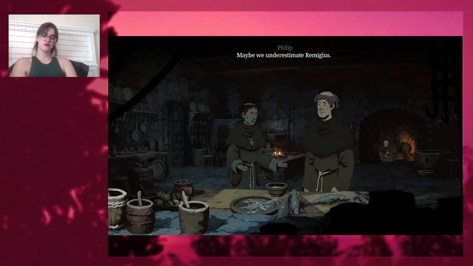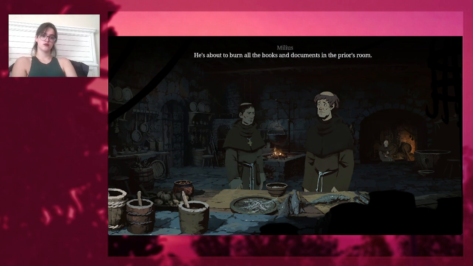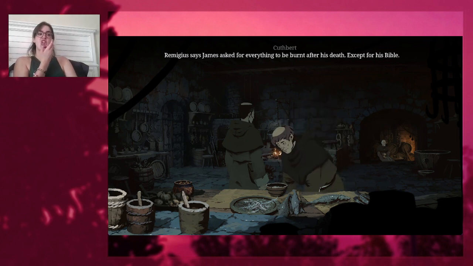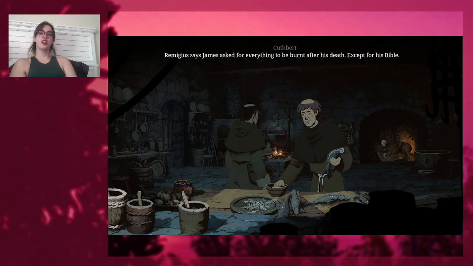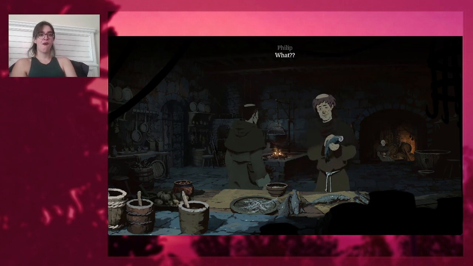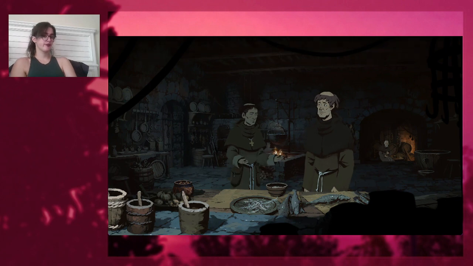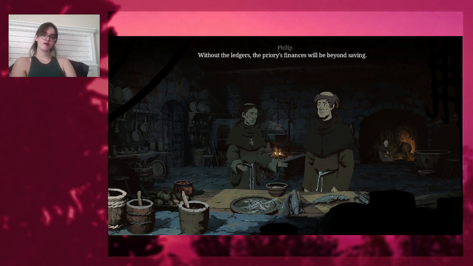Maybe we underestimate Remigius. He's about to burn all the books and documents in the prior's room, including the priory's ledgers. That's not good. Remigius says James asked for everything to be burnt after his death, except for his Bible. And how would he know? I don't believe that. Without the ledgers, the priory's finances will be beyond saving.